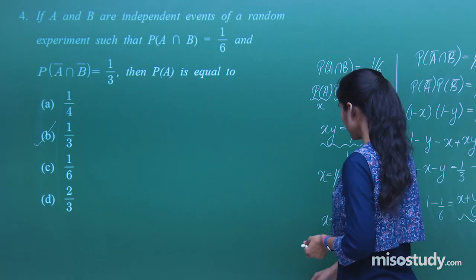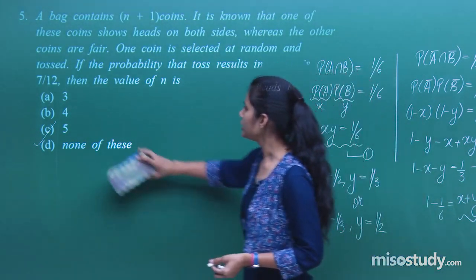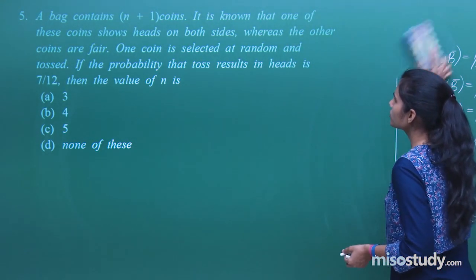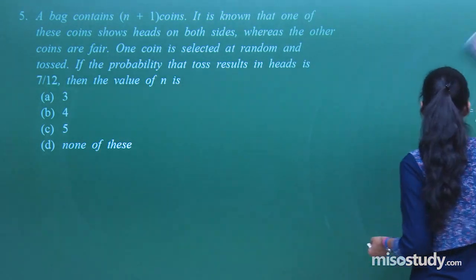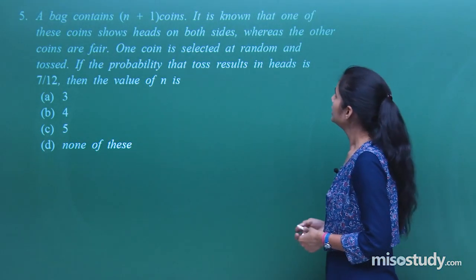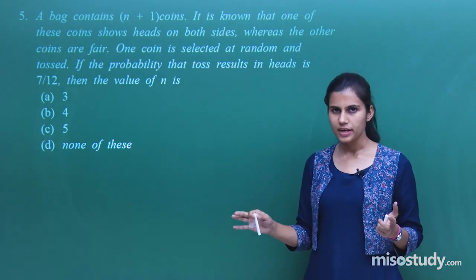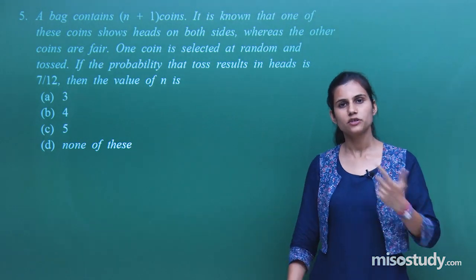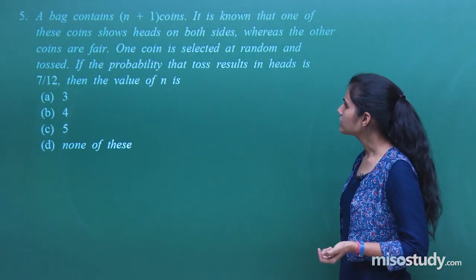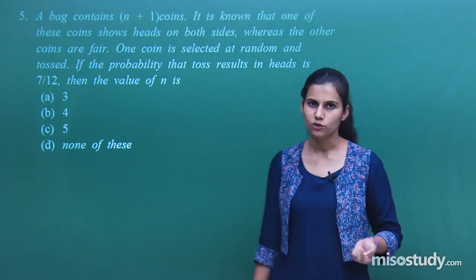Clear? Next question says that there is a bag which contains n plus 1 coins. So number of coins is given. It is known that one of these coins shows heads on both sides. So it's a biased coin which has head written on both the sides, whereas the other coins are fair. So out of n plus 1 coins, one coin is unfair because it has head written on both the sides, and rest of the n coins are fair coins. One coin is selected at random and tossed. If the probability that toss results in heads is 7 by 12, then what is the value of n?